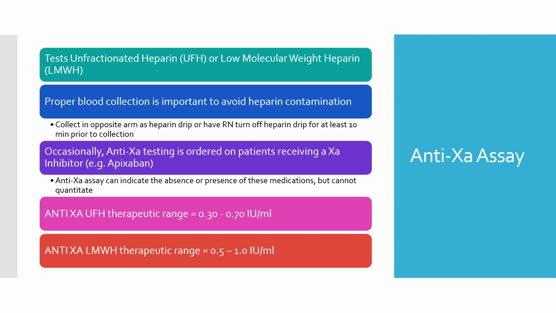The important thing is both of them have a proper blood collection technique that needs to be observed in order to avoid heparin contamination. In an inpatient setting where a patient is receiving IV heparin, we definitely need to make sure the collection occurs in the opposite arm as the heparin drip, and we need to have the RN turn off the heparin drip for at least 10 minutes prior to the collection. If the sample is to be drawn from the IV site where the heparin was administered, it needs to be flushed and then wasted and then flushed again before drawn.